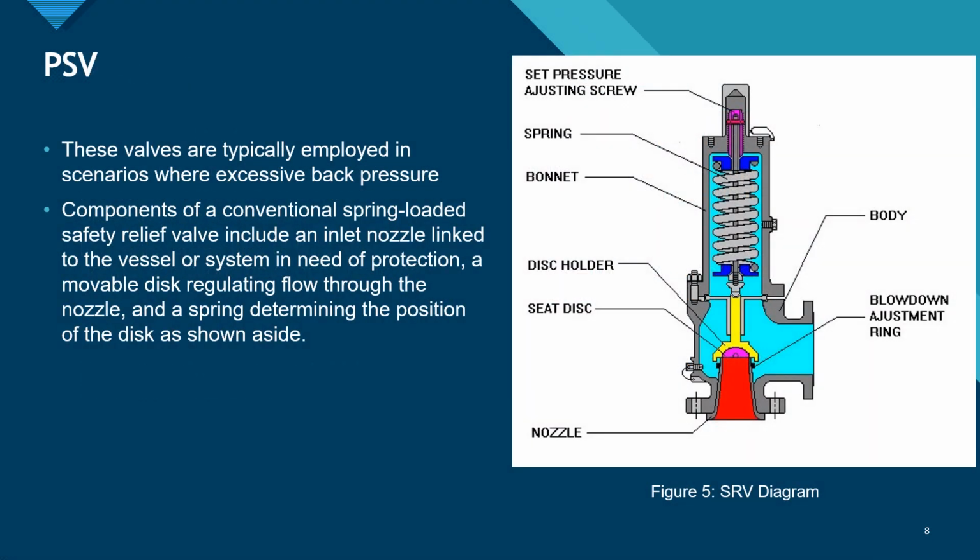As you can see here, we have an example of the reclosing type of PRD, a pressure safety valve or PSV. This is a safety relief valve that is typically employed in scenarios where excessive back pressure is present. Components, as you can see on the right, of a conventional spring-loaded safety relief valve include an inlet nozzle linked to the vessel or system in need of protection, a movable disc that regulates flow through the nozzle, and a spring determining the position of the disc as shown.